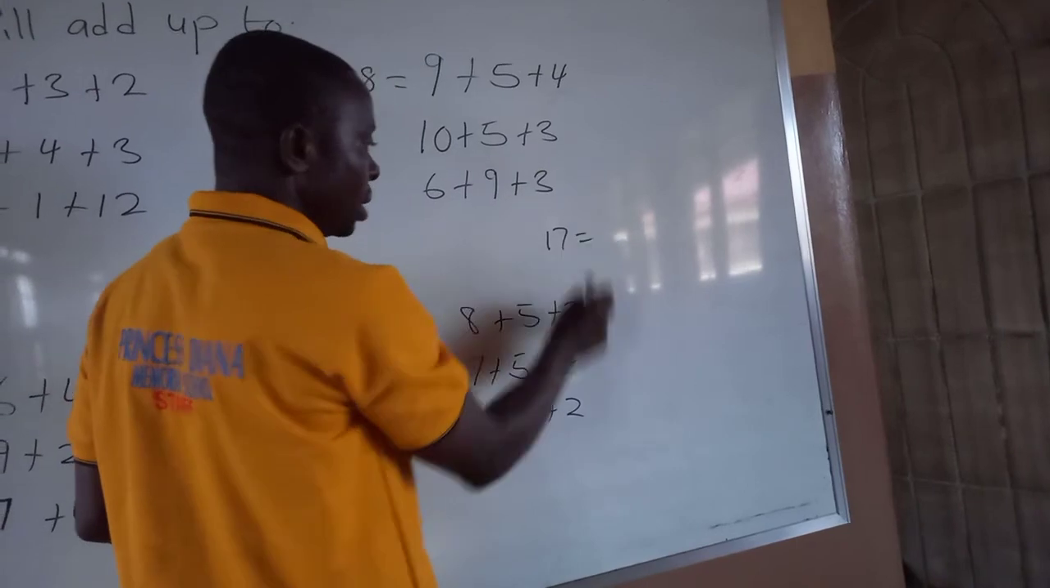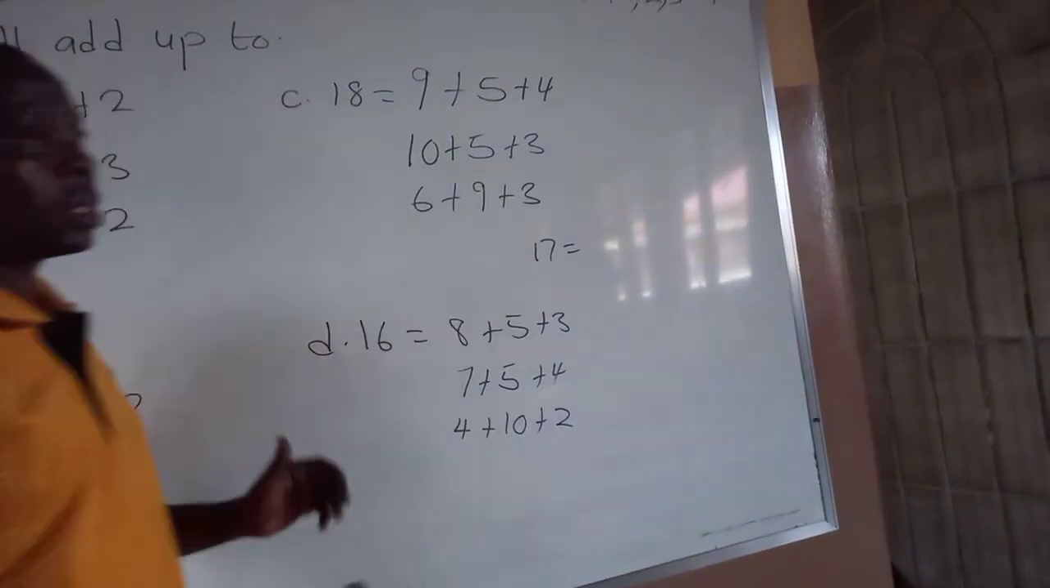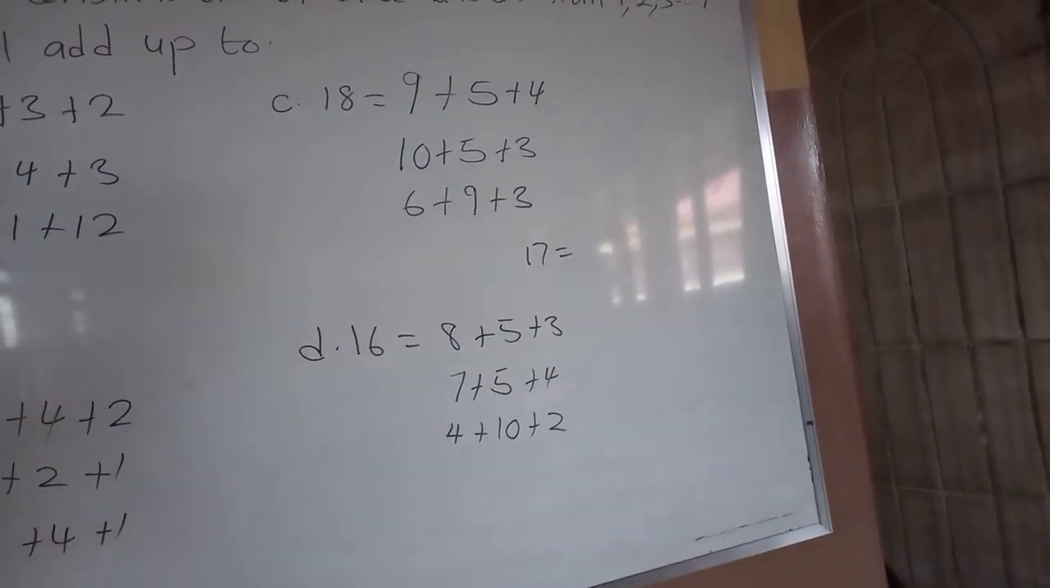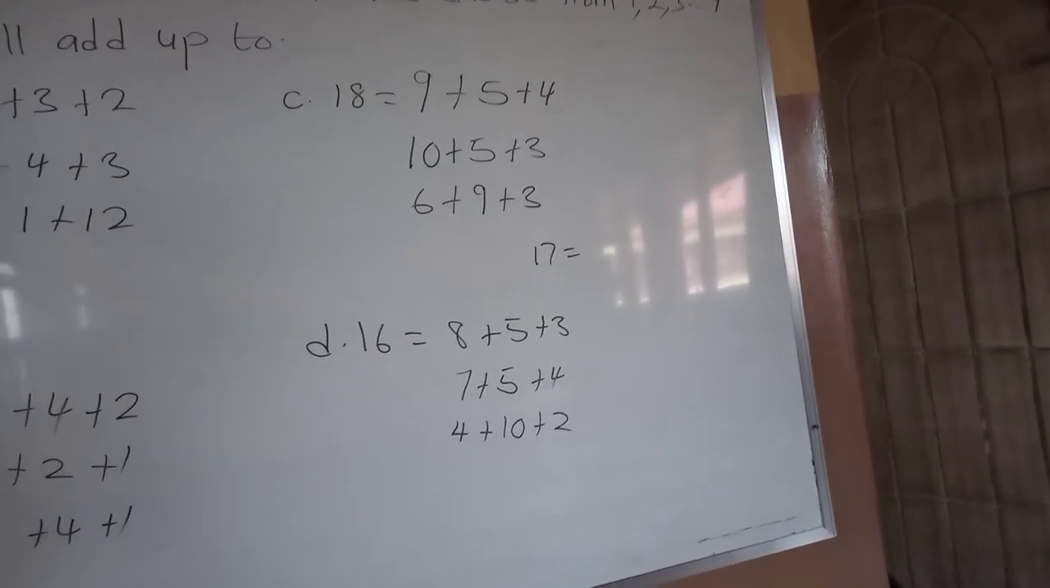Now I'll allow you to try this one for me. Get 3 different numbers and combine them to get 16.